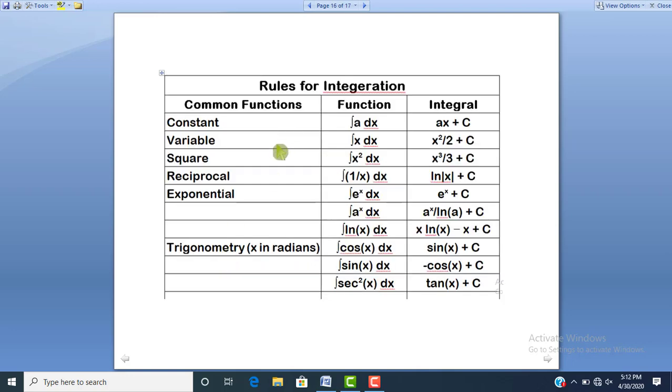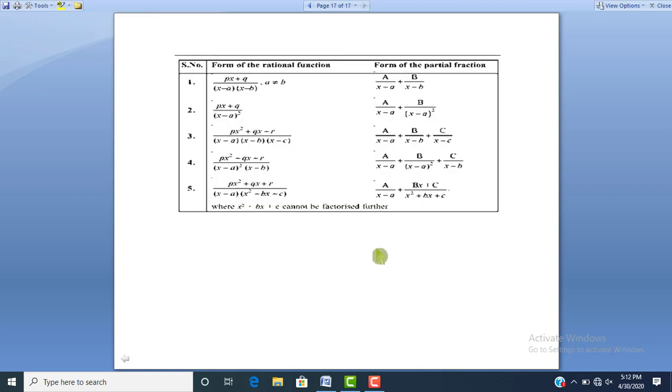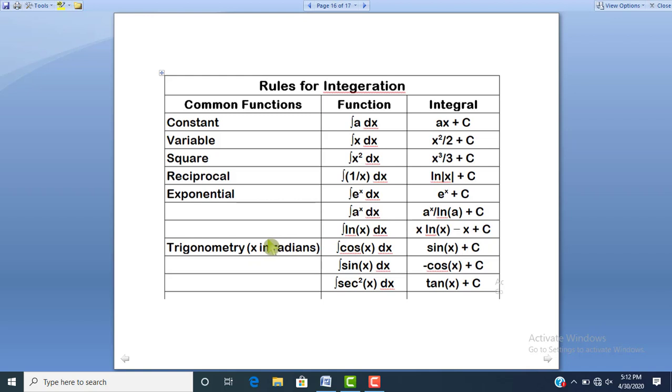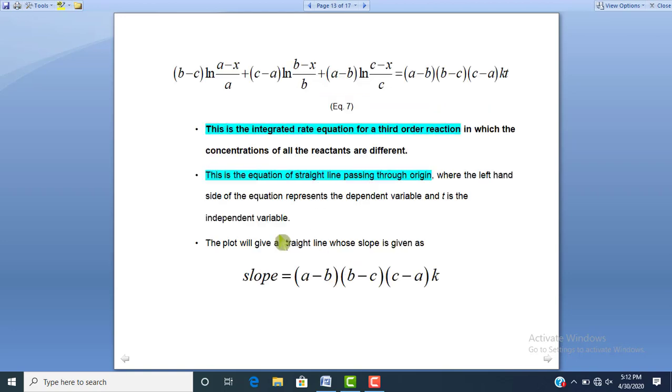Dear students, at the end of this lecture, here are some rules of integration. They can be helpful to find different integration steps in your lecture.